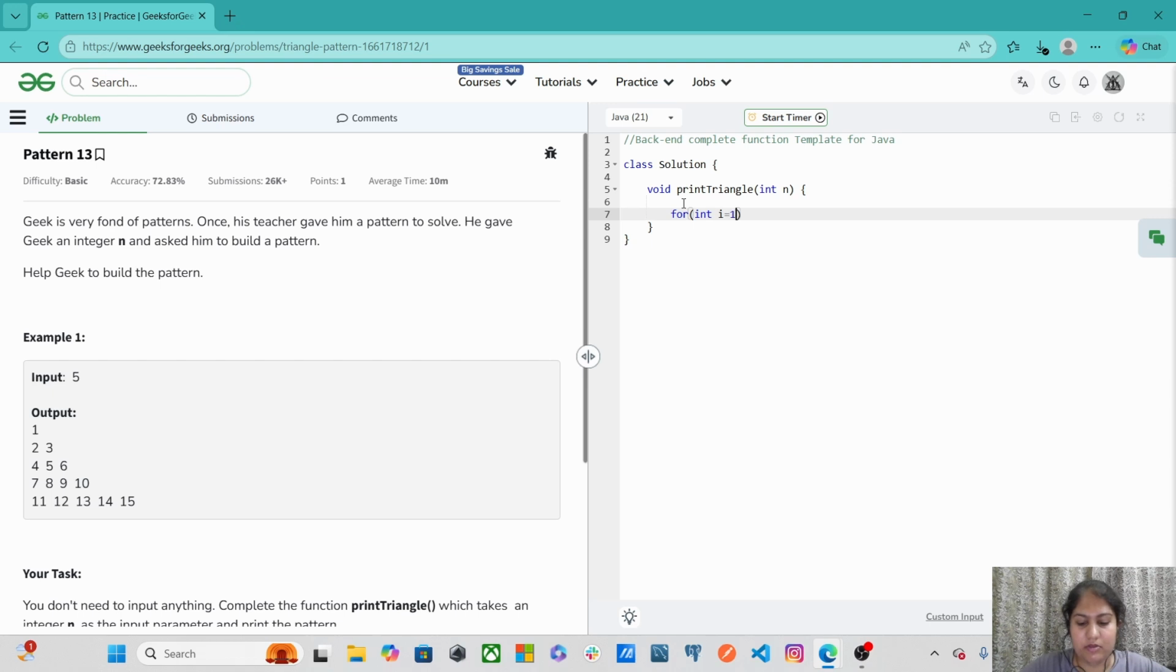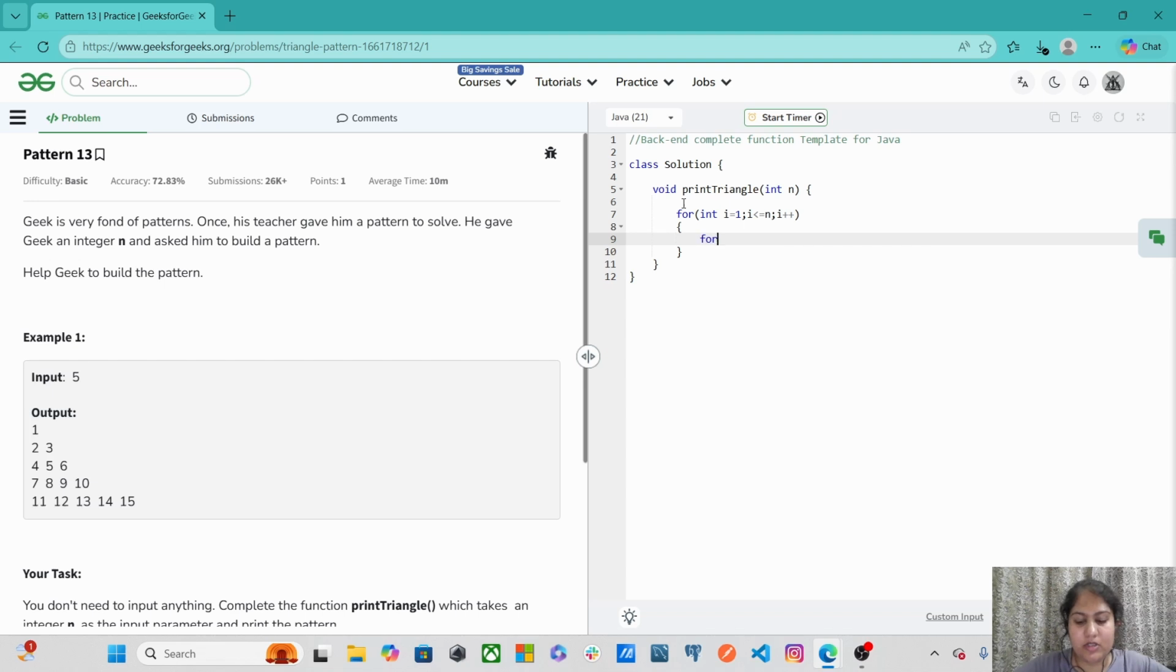We are starting from 1, so that our count is then equal to n. These are the number of rows, and in each row the number of columns should be equal to the row number at which we are standing. So it should be from 1 till i, that is, j less than or equal to i, and j plus plus. Got it?